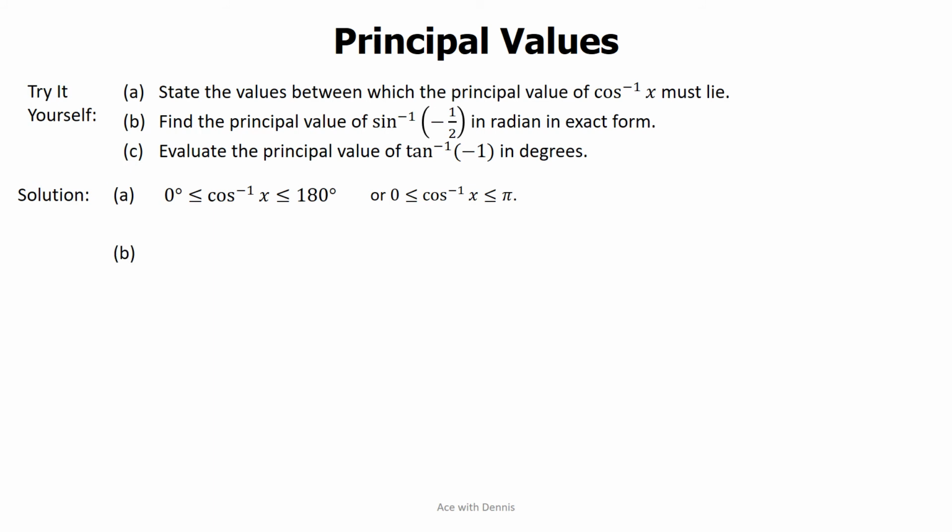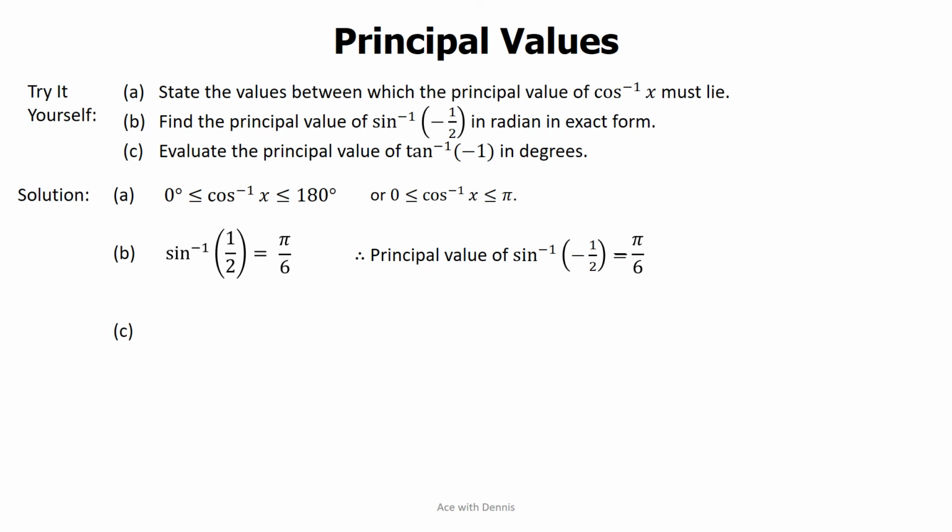For B, the first step is to find the basic angle. Inverse sine of 1/2 is pi/6. The principal value of inverse sine will be in the first and fourth quadrants. For this case, sine is negative, so it will be in the fourth quadrant. So the principal value of -1/2 is -pi/6.